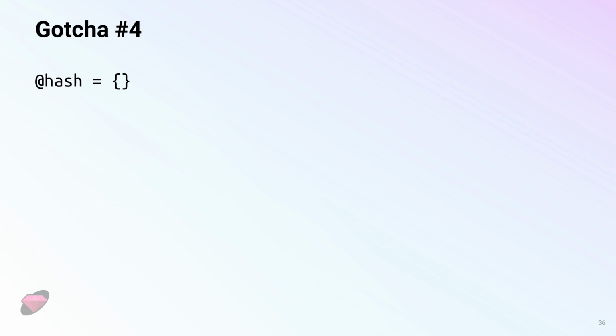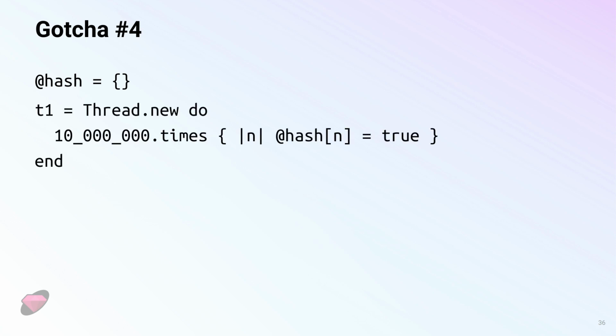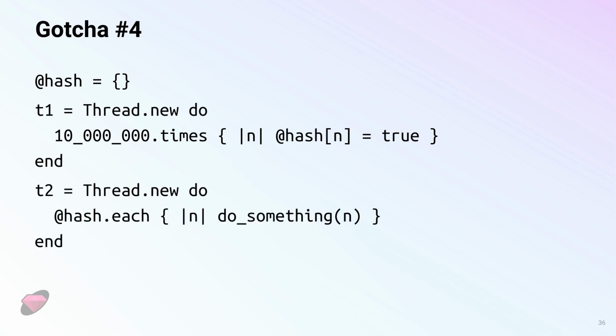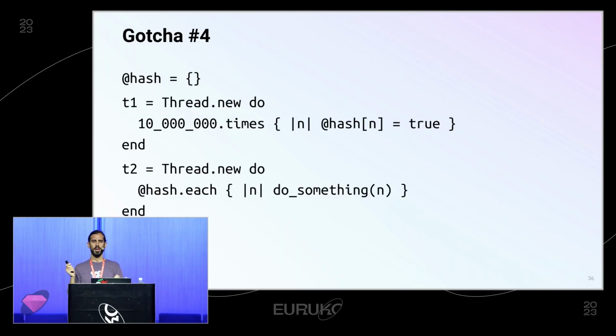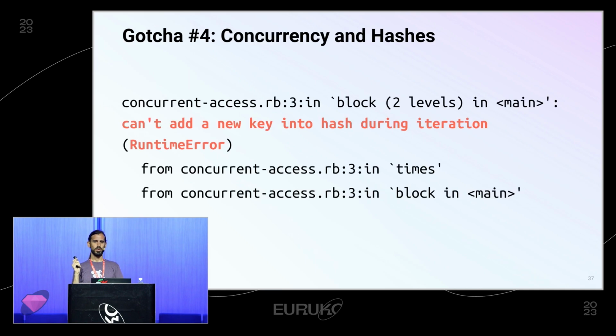Let's say we have a hash, and a thread that's just writing stuff to this hash. Fine. And then we create another thread that's going through stuff in the hash and trying to call some method on it. Fine. What happens when we run this in production? From time to time, because you never know when both threads are going to run, you get this thing.